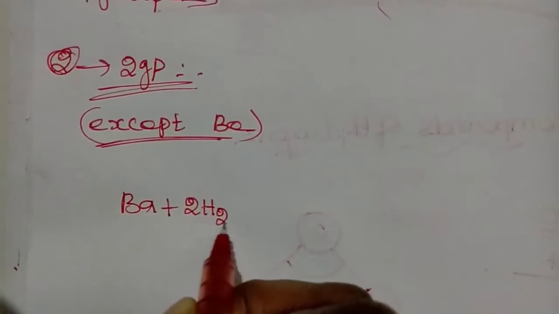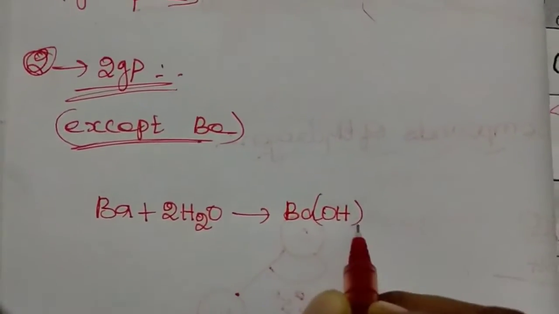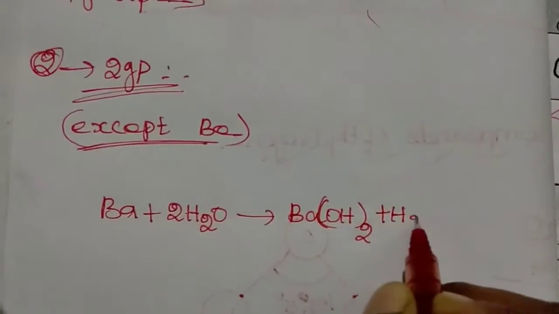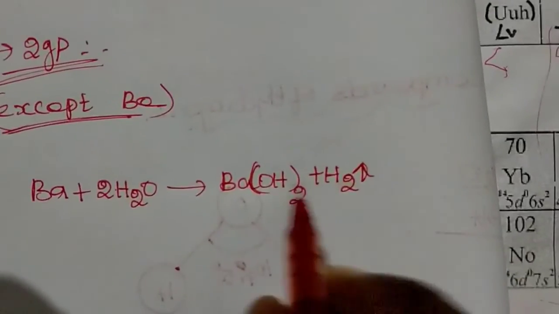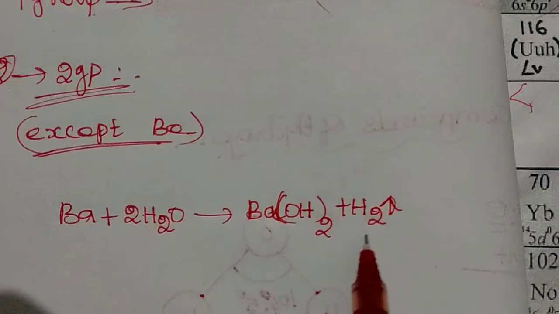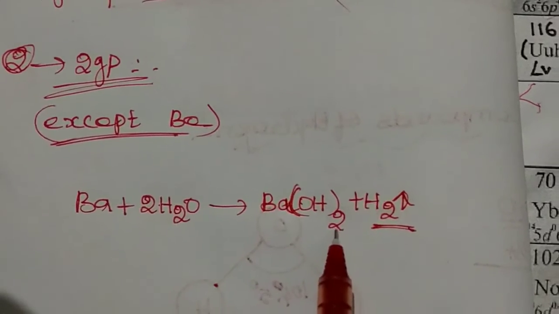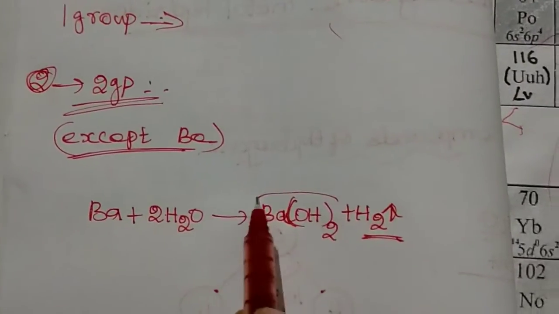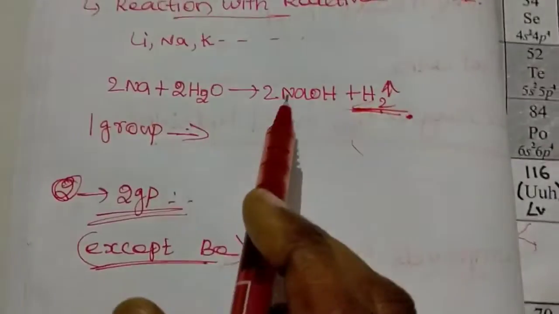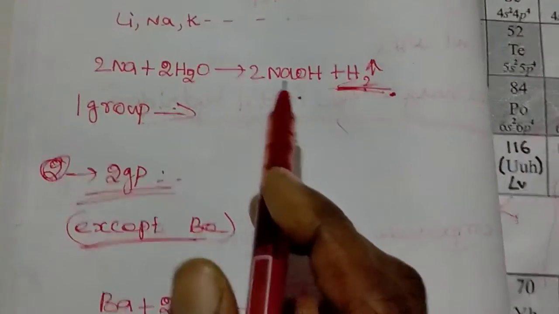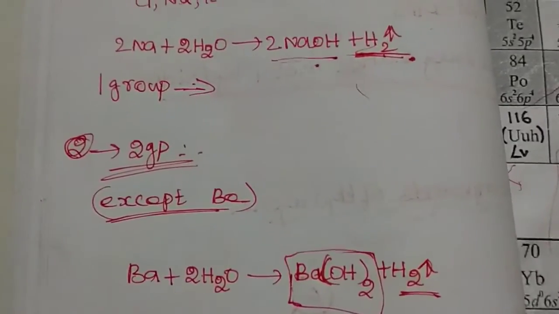plus 2 molecules of water produces barium hydroxide, and it releases hydrogen, the same way the alkali metals react with water. Like here, the second group elements also react with water, release hydrogen and leave hydroxide solutions. The hydroxide formed in the second group reaction is less soluble than in the first group. That means the first group hydroxides are more soluble than the second group hydroxides.